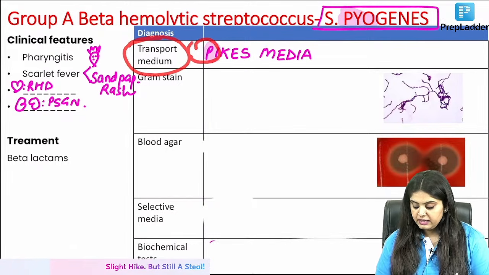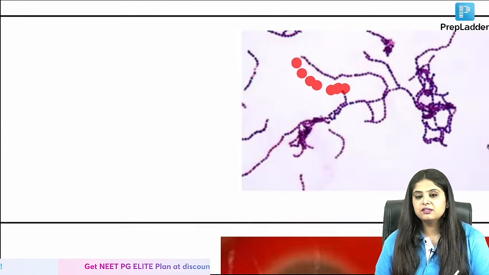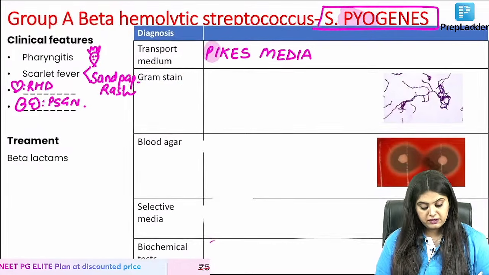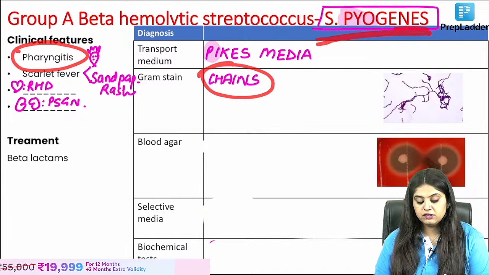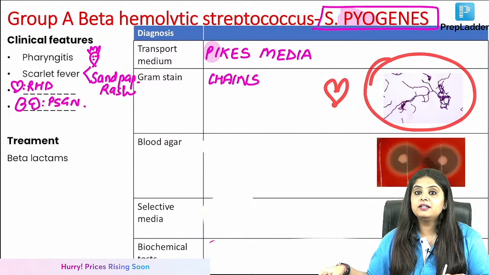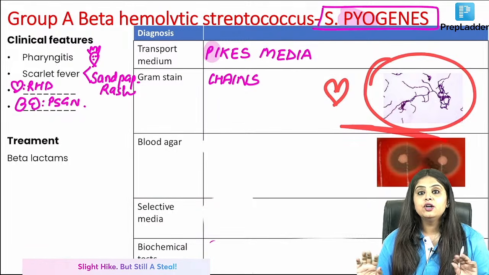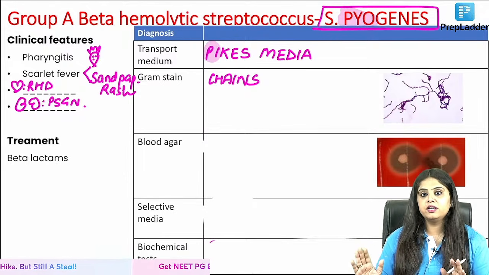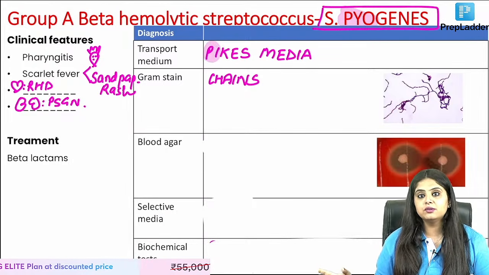Coming back, transport media is going to be Pike's media. What is the gram stain? Can you see it? Gram stain, ma'am, it is present in chains. Be very cautious when they say there is a bacteria in chains causing sore throat, Streptococcus pyogenes. The same chains would have been causing prosthetic valve endocarditis. You would have written Streptococcus viridans. Please, on seeing chains, you are not going to stick to only one. Chains with what? Sore throat is pyogenes, prosthetic valve endocarditis is viridans.